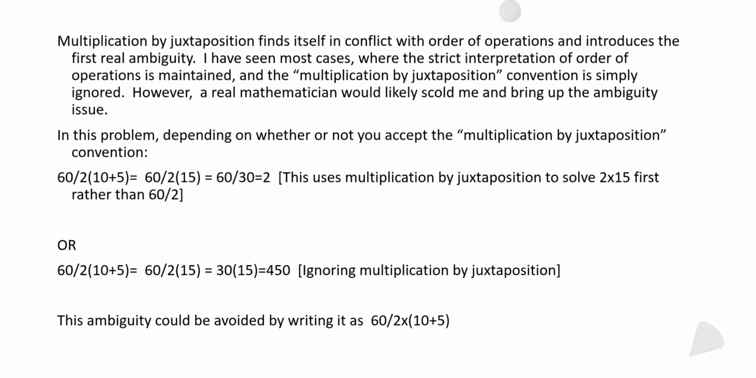Now, if you just follow the strict order of operations and ignore the multiplication by juxtaposition, you're going to get your answer of 450. So, yeah, I could see anybody answering either 2 or 450, and you could make a case for either of those answers. But you really can't make a case for anything else. I mean, the people who want to go left to right and ignore the order of operations are going to be completely wrong, no matter how you look at it.